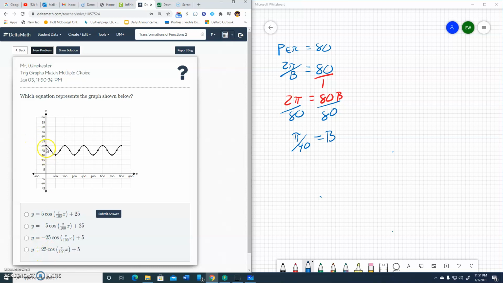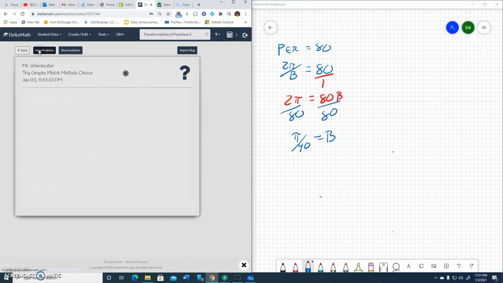Well, let's see. Our midline is 25. So we can see here the midline is 25 and it goes up to 30 and down to 20, which means we have an amplitude of 5. So when we narrow this down, we narrowed it down to the first choice and the last choice. The midline was 25. This is your midline. And we could see the amplitude was 5. So we've got the first choice.